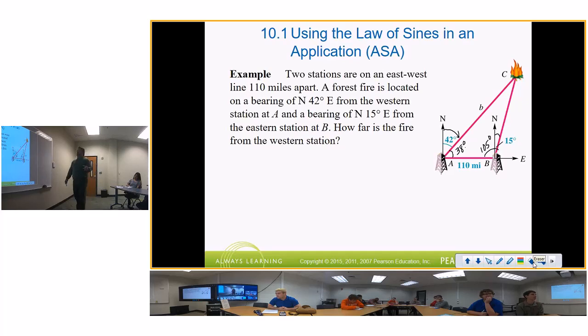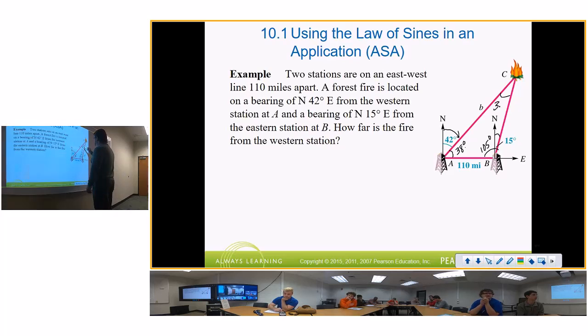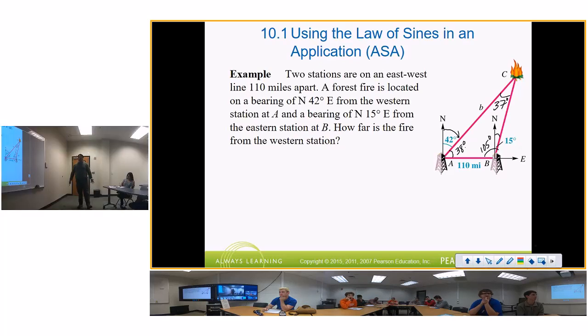So what is 38 plus 105? 143. So therefore this is 37. Y'all check my math. Yes, it's right. Now you're ready to go. I don't know what they're asking for, but we're going to find everything. Is that a good thing to do when you're doing these problems? Absolutely. Yes. Unless you have LAD syndrome.